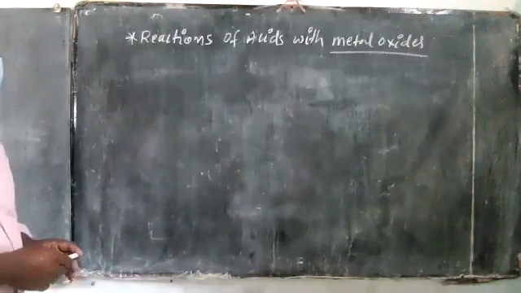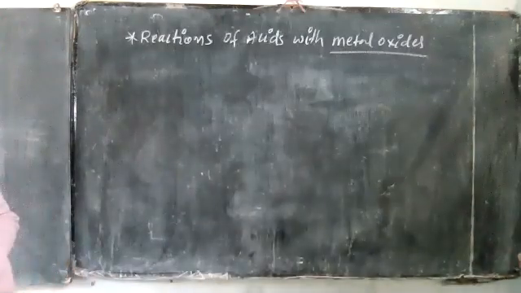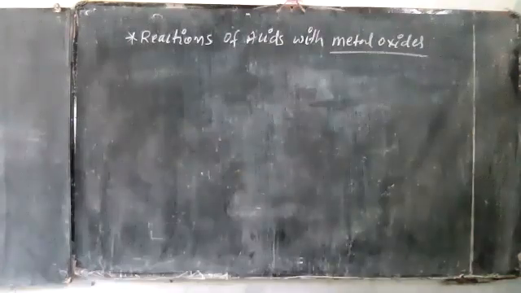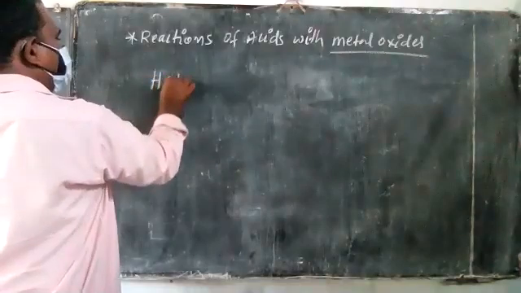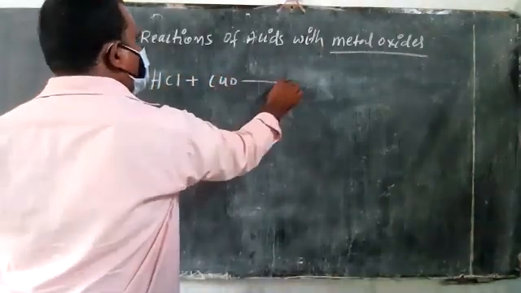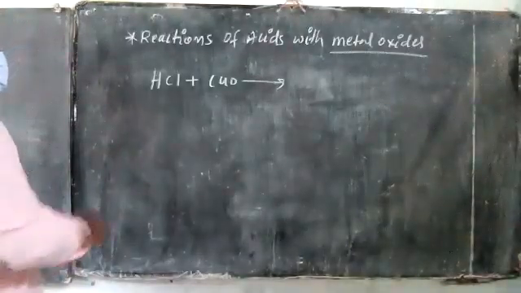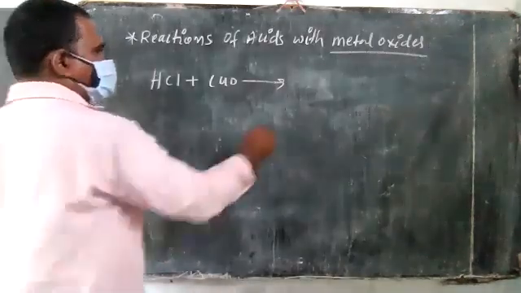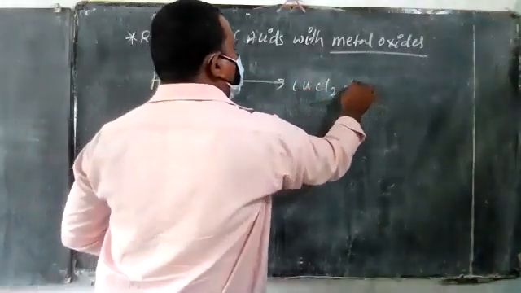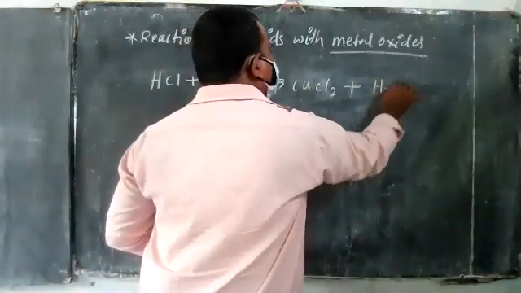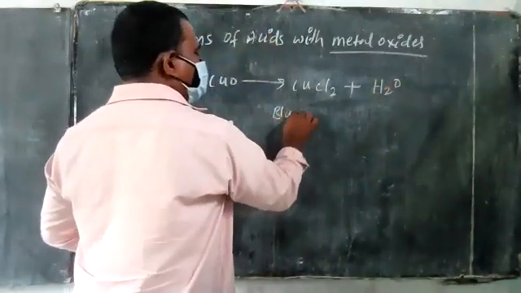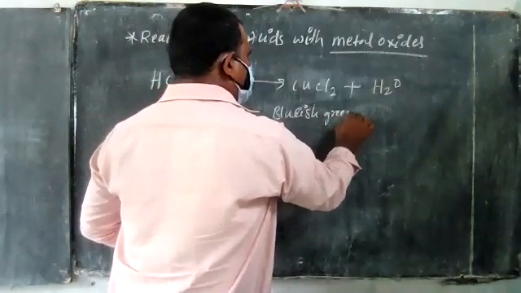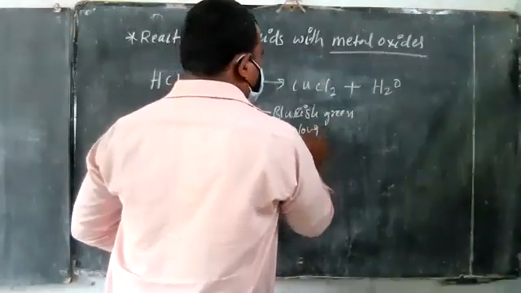So for the acid, what do you take? You take the acid HCl. For the metal oxide, you take copper oxide. So the HCl reacts with the copper oxide to form CuCl2, cupric chloride, and water. The color is blue-green.